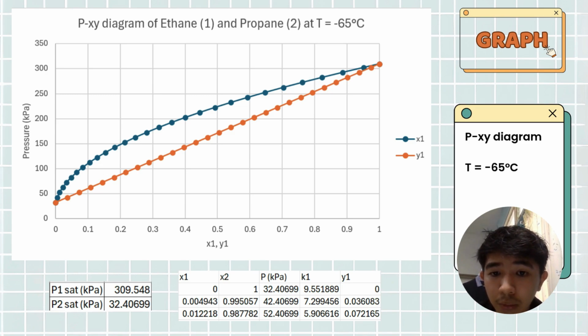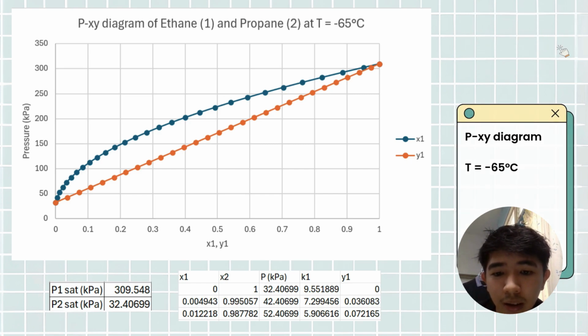After that, we have to calculate the value of x1 using the value of K1 and y1, which was also discussed in our previous section. So after doing all those until it reaches the pressure of P1 sat, we get this graph. As you can see here, the y-axis starts at 30 and ends at roughly around 310.